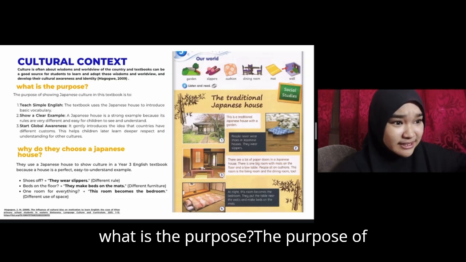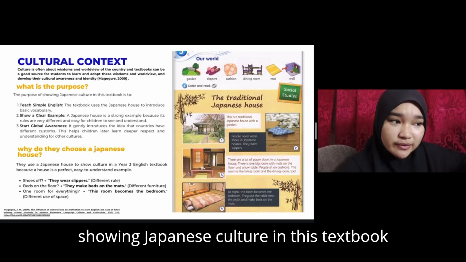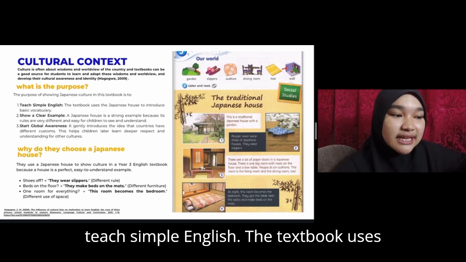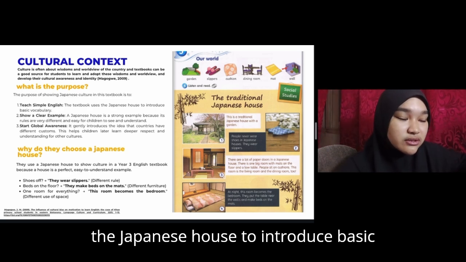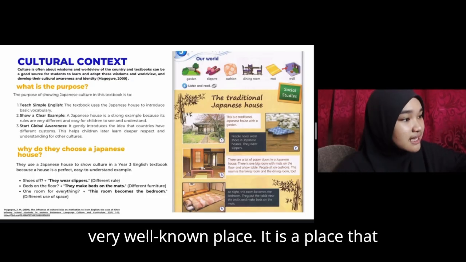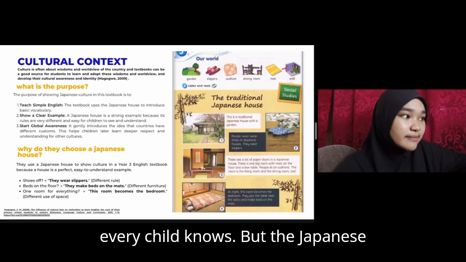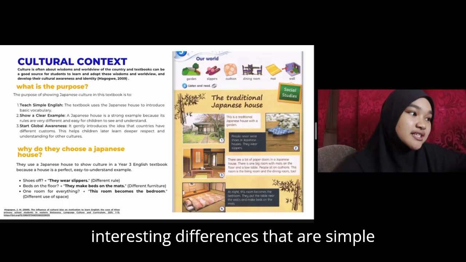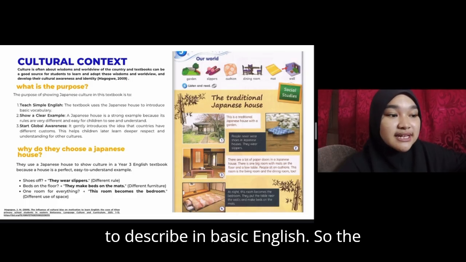So what is the purpose? The purpose of showing Japanese culture in this textbook is, as you can see, it's obvious, to teach simple English. The textbook uses the Japanese house to introduce basic vocabulary. This is because Japan is a very well-known place. It is a place that every child knows. But the Japanese version has really clear, visual and interesting differences that are simple to describe in basic English.